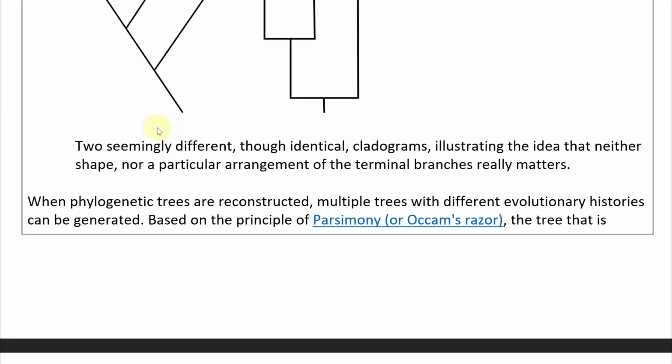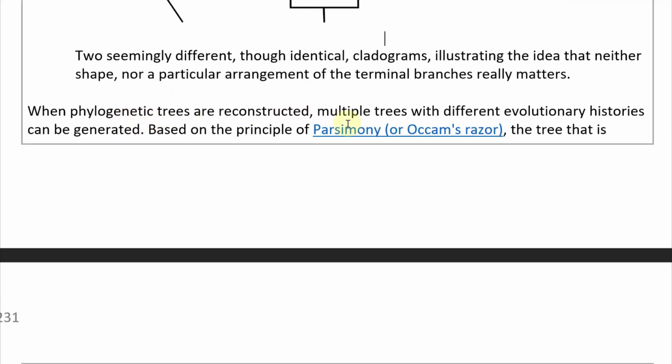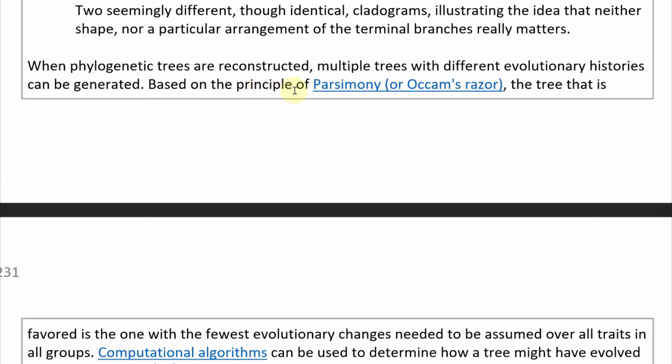All right, let's continue further. So when phylogenetic trees are reconstructed, multiple trees with different evolutionary histories can be generated based on the principle of parsimony, or Occam's razor. We'll get to that. Just read this again. So when these phylogenetic trees are reconstructed, multiple trees with different evolutionary histories can be generated.